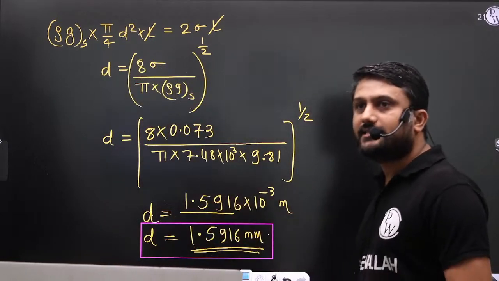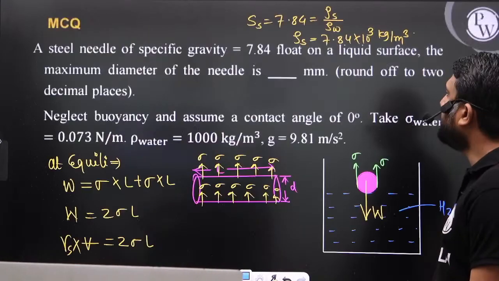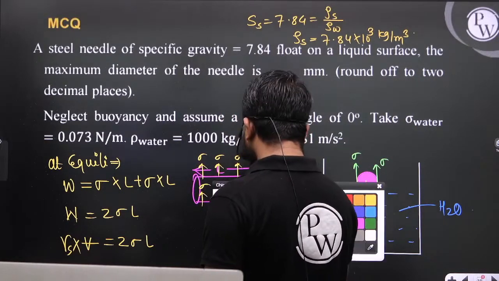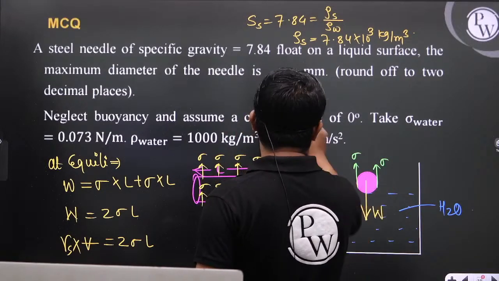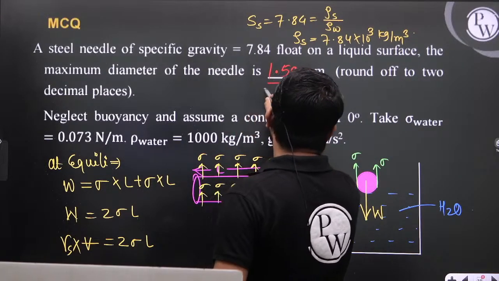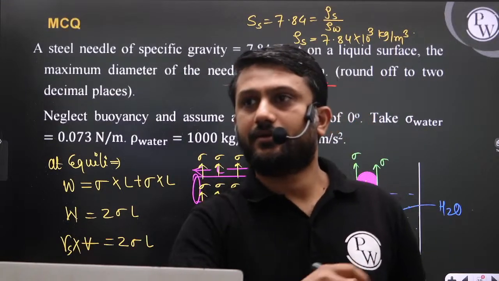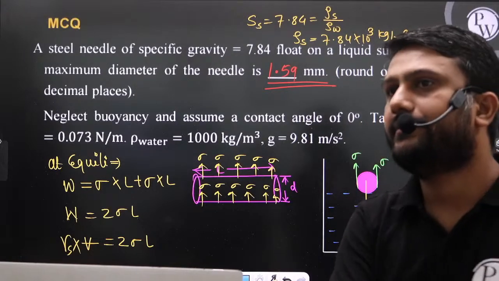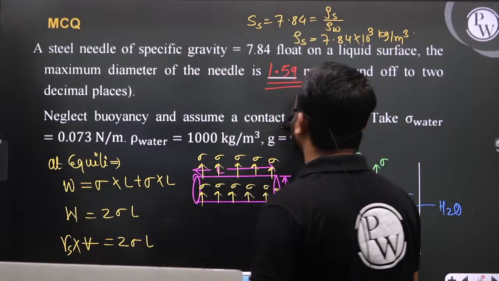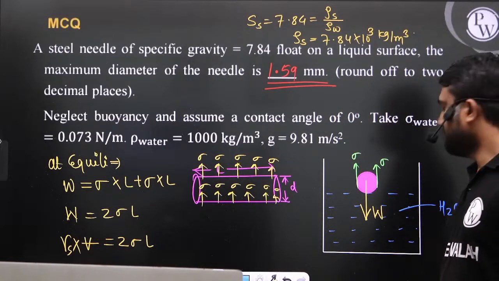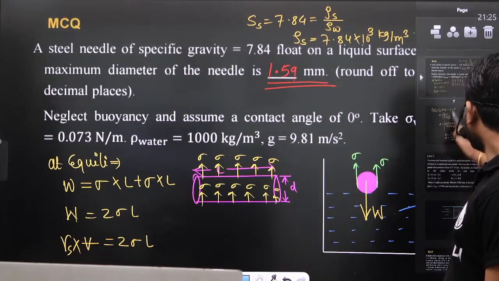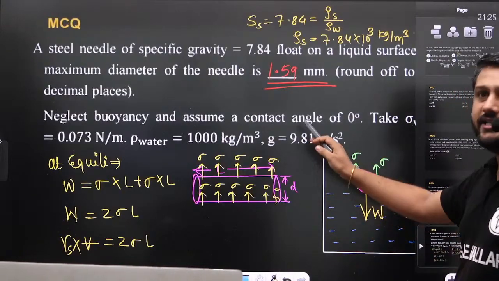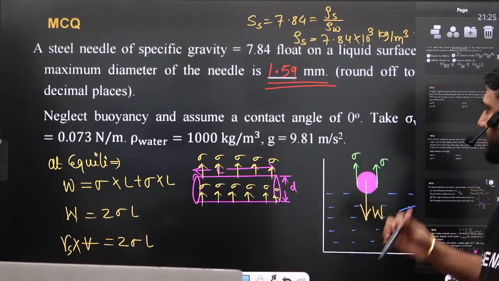So is everyone getting this answer? Please check. 1.5916 millimeter. Rounded off to 2 decimal places, it is 1.59 millimeter. Please check. Is everyone getting the same answer? 1.59 approximately. Okay, so is this question clear or not?